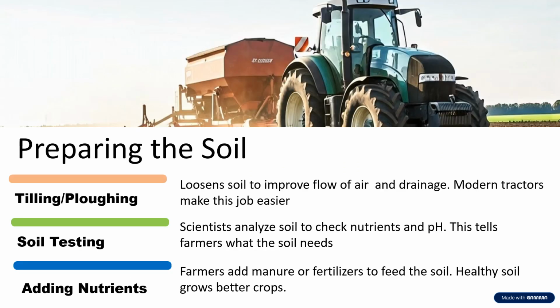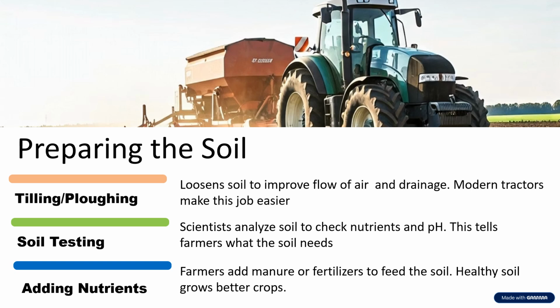Now soil preparation is done. In the soil preparation process, the first method is tilling or ploughing. What farmers do is loosen the soil. Why are they doing this? To improve the flow of air and drainage. Air can easily go inside, which is required for the yield, and proper drainage should be done so that roots can easily absorb the water. Modern tractors make this job easier. Previously, farmers used to do it by hand or by other methods, but nowadays tractors are being used.